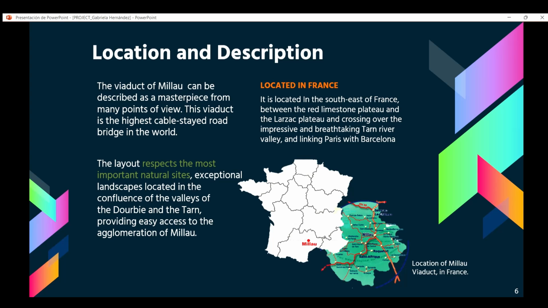The law respects the most important natural sites, exceptional landscapes located in the confluence of the valleys of the Jurpi and the Tarn, providing easy access to the agglomeration of Millau. Located in France. It is located in the southeast of France, between the Red Limestone Plateau and the Larzac Plateau, and crossing over the impressive and breathtaking Tarn River Valley, and linking Paris with Barcelona.